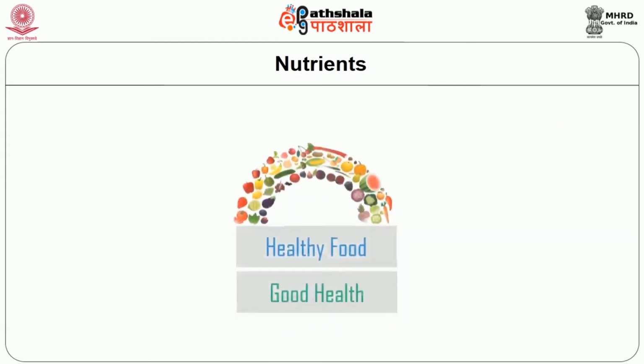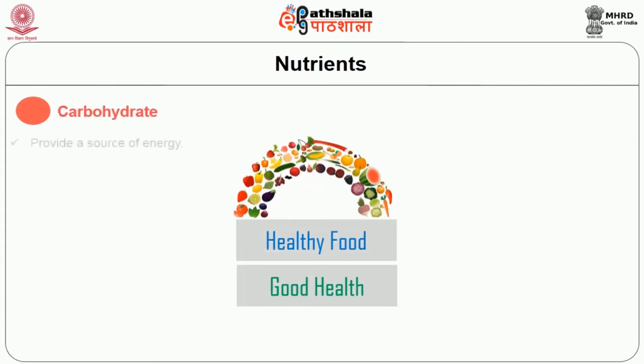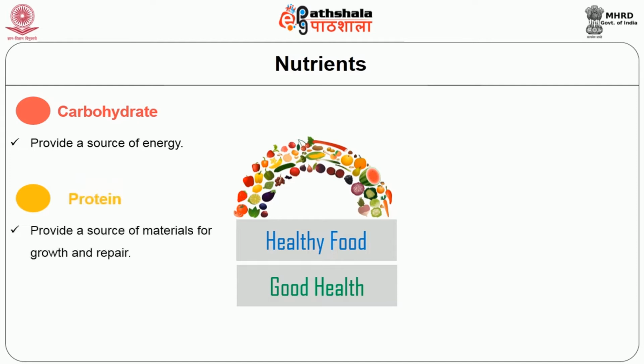The carbohydrates, proteins, fats, vitamins and minerals are the major and the minor nutrients that are present in various types of foods. Carbohydrates provide a source of energy, and proteins are the source of materials for growth and repair, and hence they are termed under the bodybuilding category.